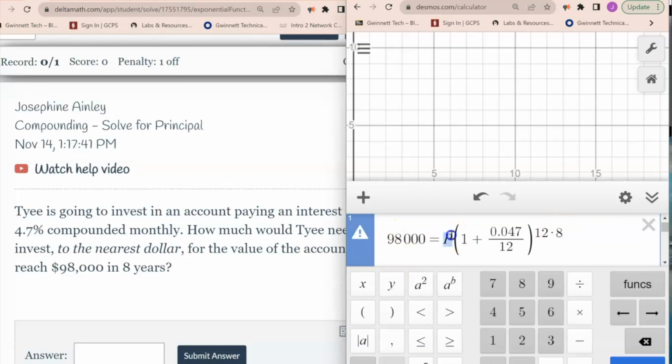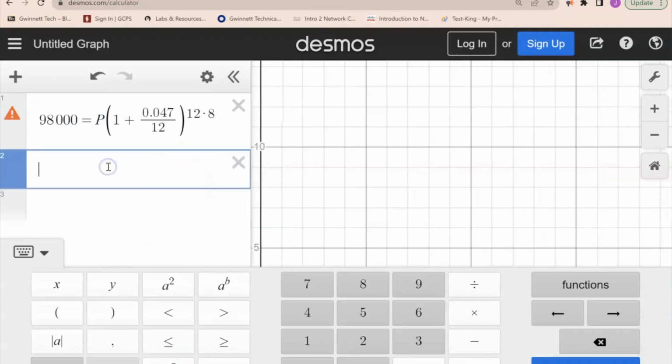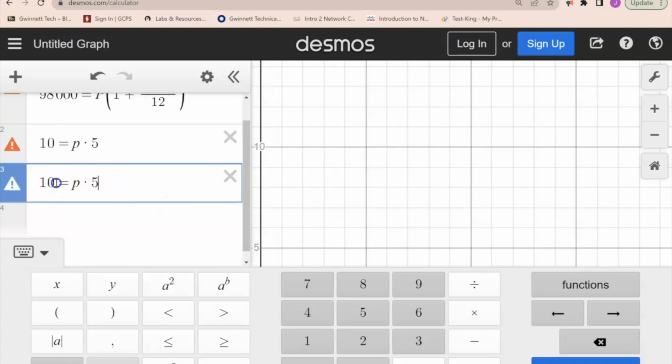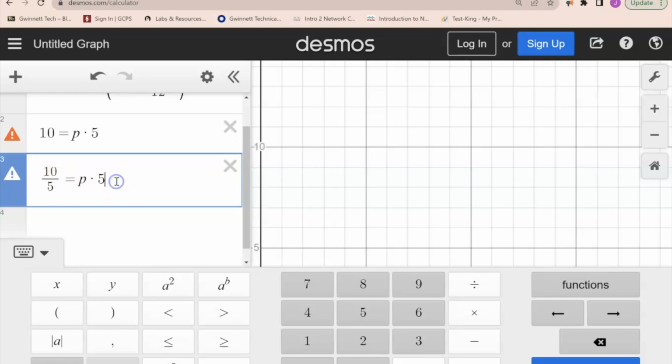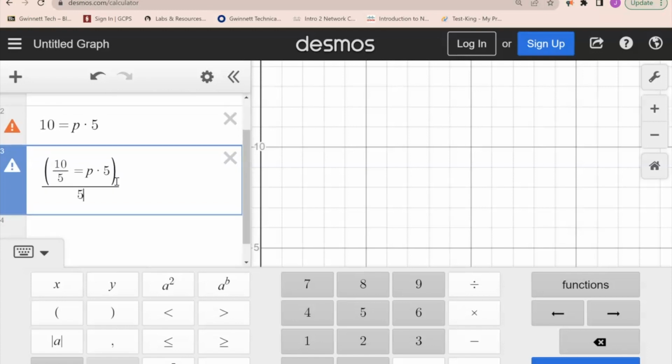So we are solving an equation for P. All right, for you to understand this, it's really some basic algebra that you need to understand. Like, let's say, for example, I had 10 equals P times 5. And I asked you to solve for P. What would you do? You would divide both sides by 5. So you would say, and I'll just copy this line here so I can show you. You would say this side divided by 5, and then this side divided by 5.